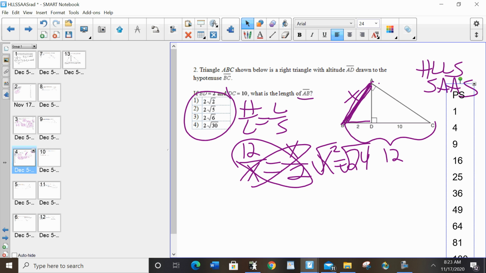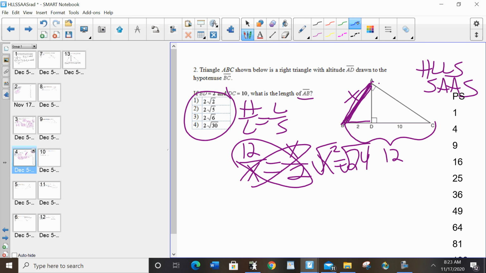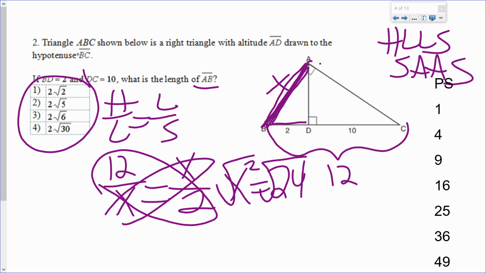I want you to reduce the radical on your own right now. I'll pause for about 20 seconds. Try reducing the radical on your own. Okay.